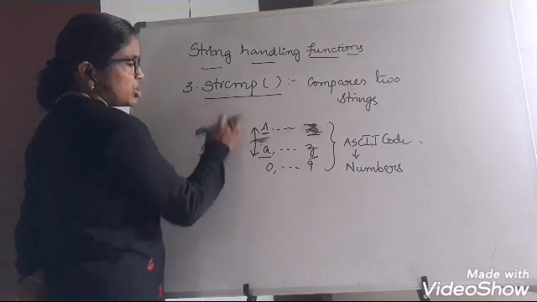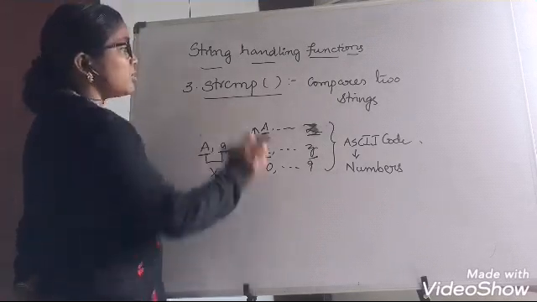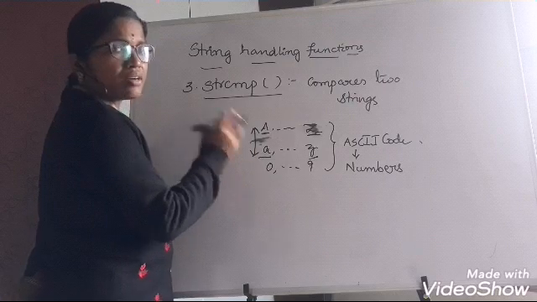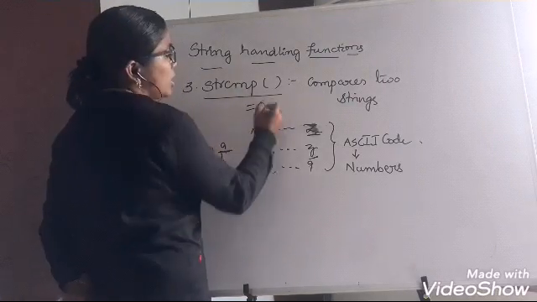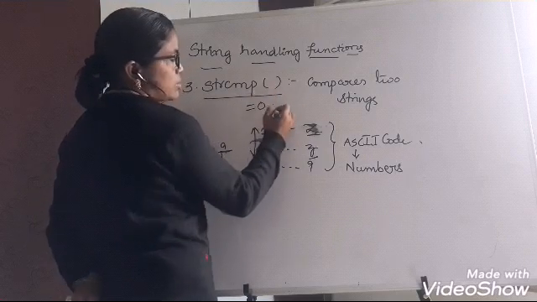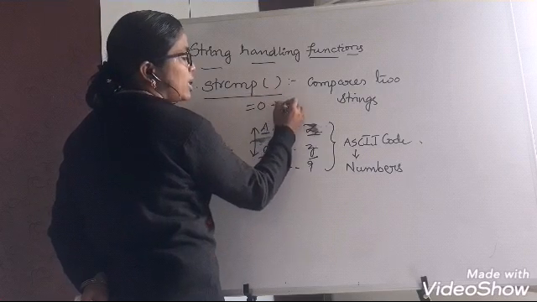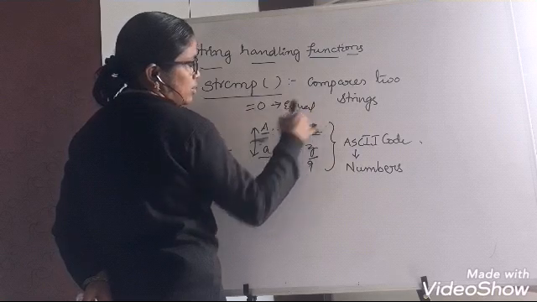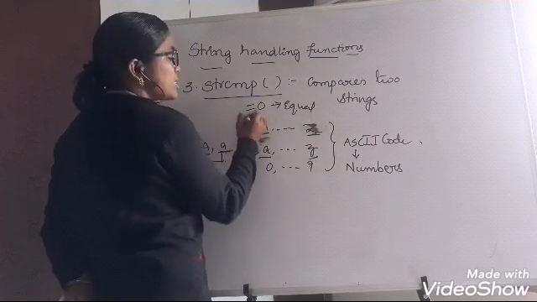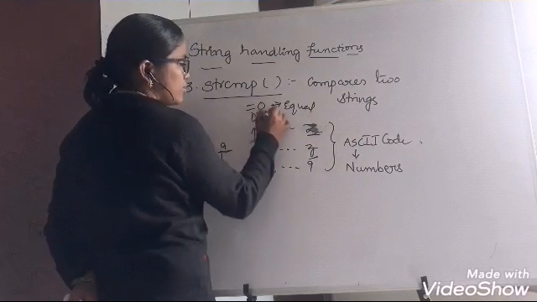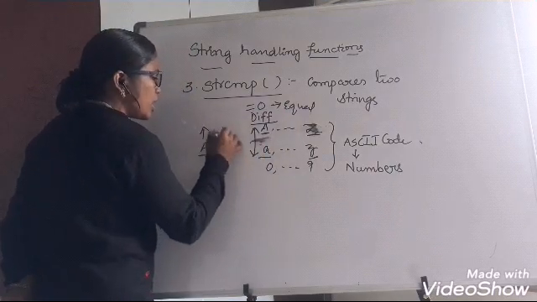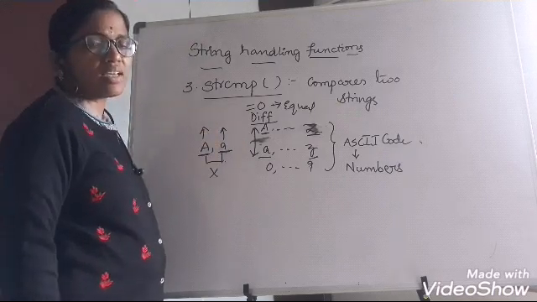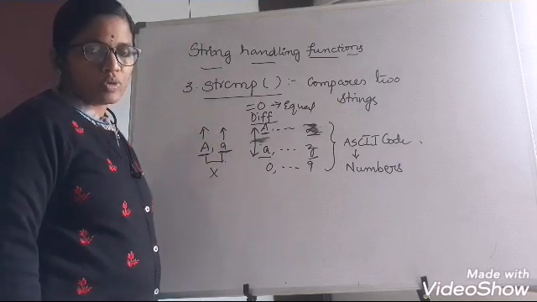So in this function, it will compare the strings and return 0 if both are equal. Suppose both the cases are equal. Otherwise, it gives the difference, the difference of the ASCII values.